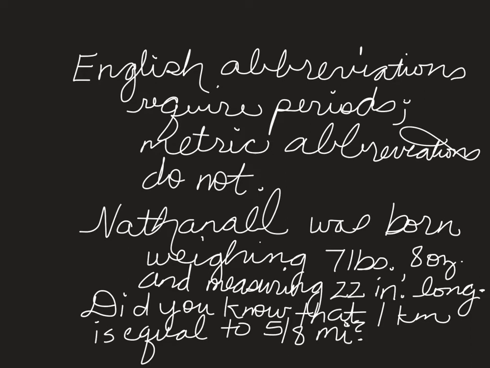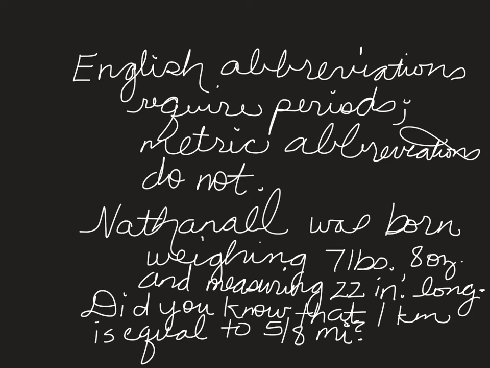English abbreviations require periods. Metric abbreviations do not. All right, we in America use English. So if an abbreviation looks familiar to you for a word that we normally use and you see on things in America, then it should have a period after it if it's abbreviated. Most of the rest of the world, if not all of the rest of the world, including Great Britain now, I believe uses metric. So, those abbreviations do not get periods.